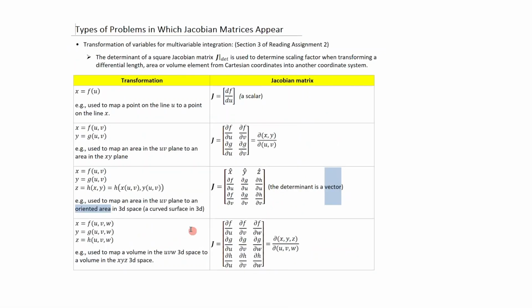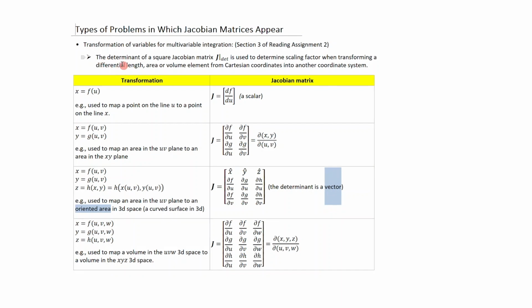All right, so let's carry on. Here's another example in which Jacobian matrices appear. And this is something you'll find in section 3 of reading assignment 2. This is, of course, something you're not responsible for, but we're just putting it here so you understand the motivation for the use of Jacobian matrices.